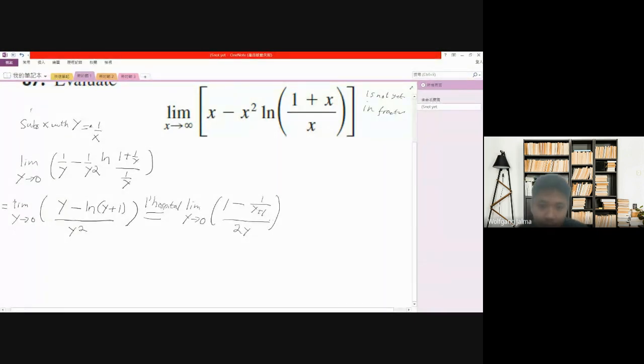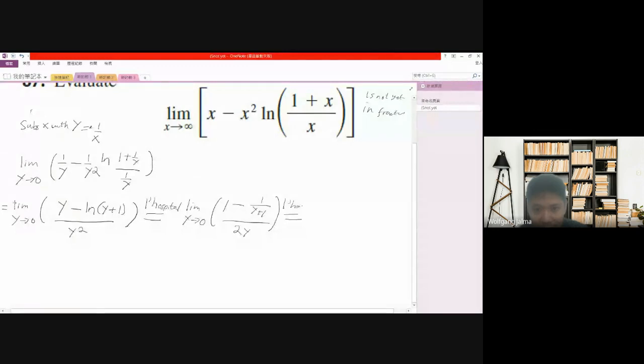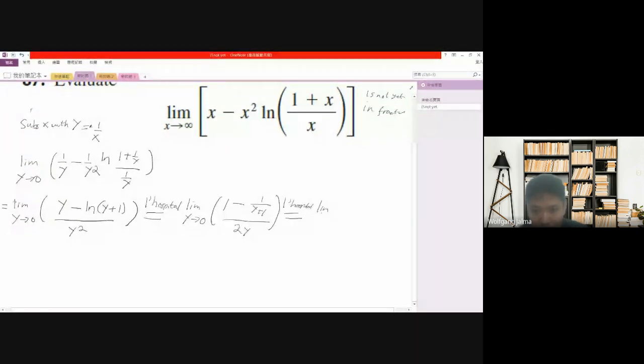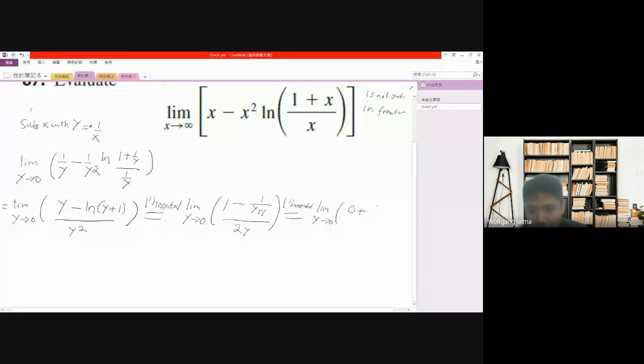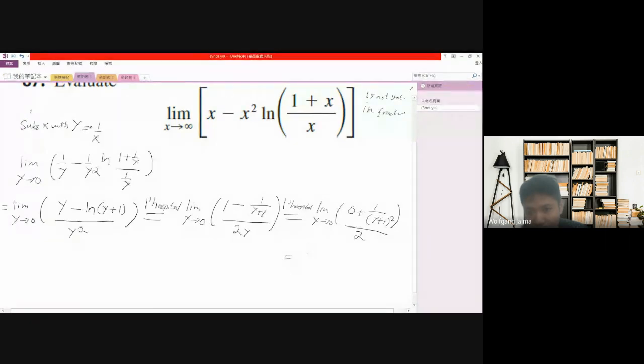Hmm. Well, I think it's convenient to do it once again, because we can do L'Hopital until whatever we feel is convenient, right? 0 plus 1 over (y plus 1) square over 2. So we get half. We get half right here.